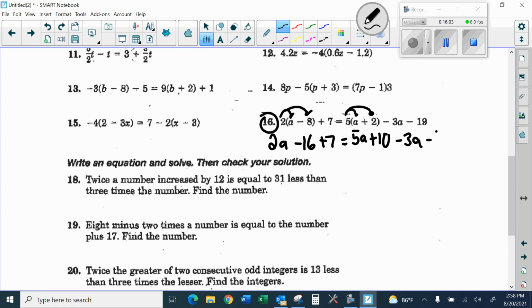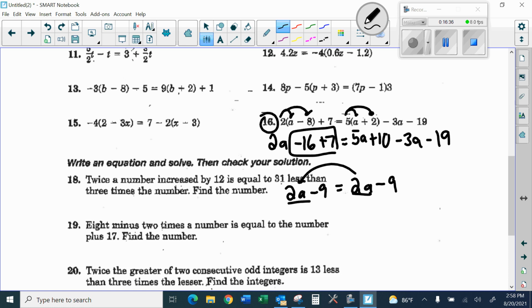Minus 3a minus 19. Now I combine like terms. When we say combine like terms, that means on each side of the equal sign. So I have 2a, and I can put these two constants together. 7 minus 16 is negative 9. Remember, a smart way to say it is to put the positive first. Here I have 5a minus 3a is 2a. And I have 10 minus 19 is negative 9. Okay. Now I ask myself, which side do I bring the variables to? Well, which one is smaller? Neither. They're exactly the same, so it doesn't matter.